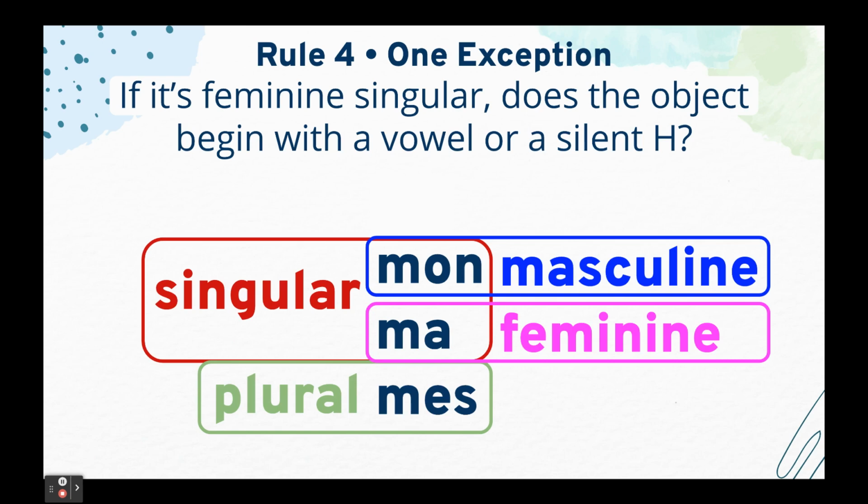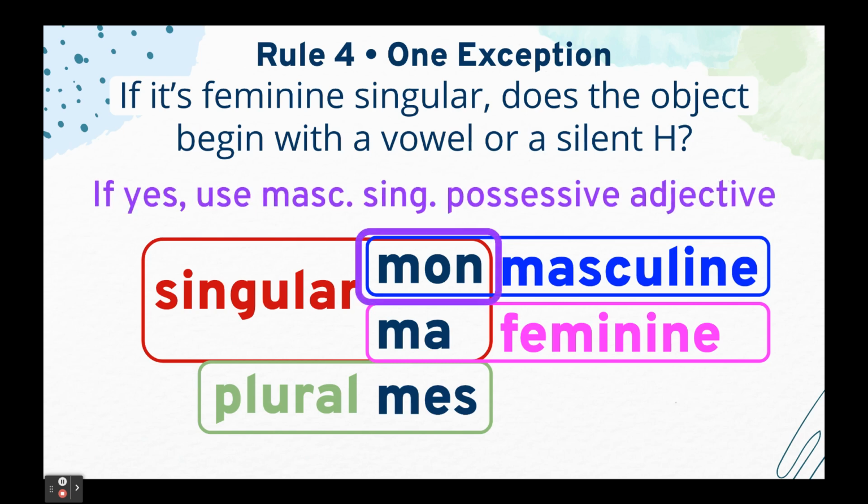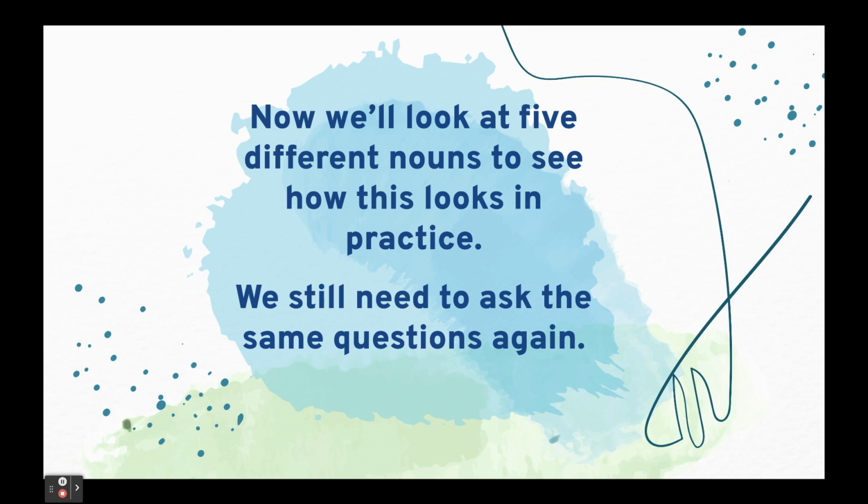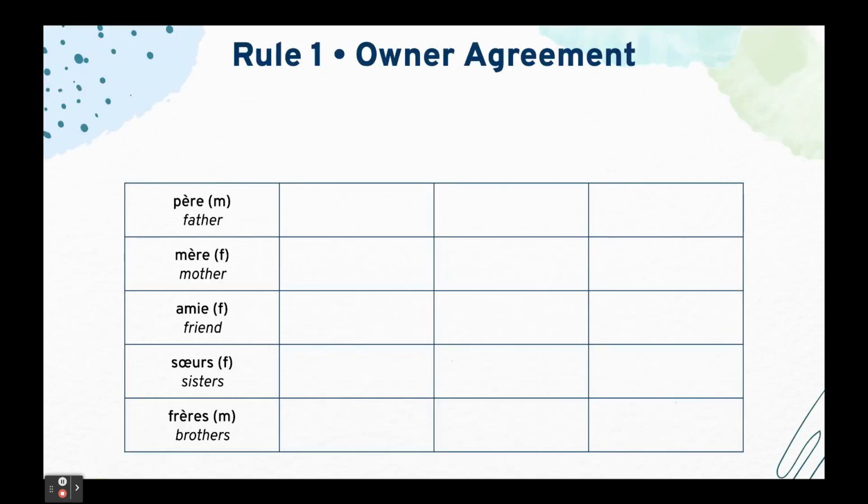Rule number 4, that one exception. If it's a feminine singular object, does it begin with a vowel or silent H? If the answer is yes, then I have to use the masculine singular possessive adjective. I can't use ma because we can't have two vowels side by side. All right, now we'll look at 5 different nouns to see how this looks in practice. We'll still need to ask the same questions again.